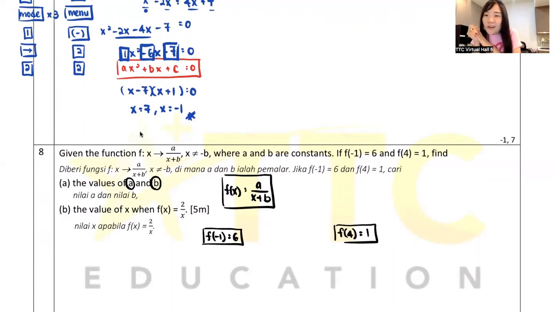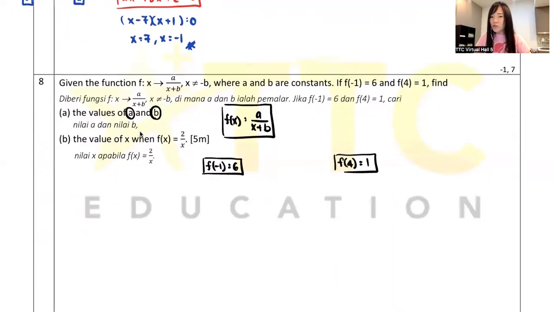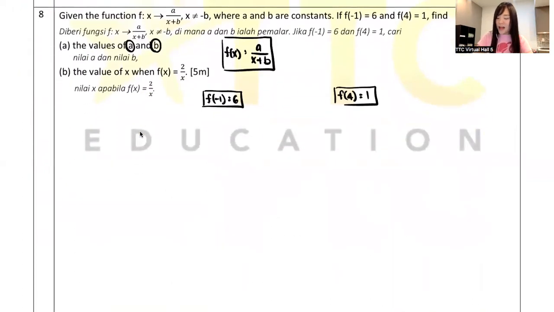This one, I always tell my students, how many unknowns do you want to find? 2. How many pieces of information must you have? 2. Do you have 2 pieces of information now? Yes, 1 here, 1 here. Isn't it exactly 2? So you just need to do both, then you will get the answer. How do I do it? First thing first, the 6 is 6. Then how about the f(-1)?